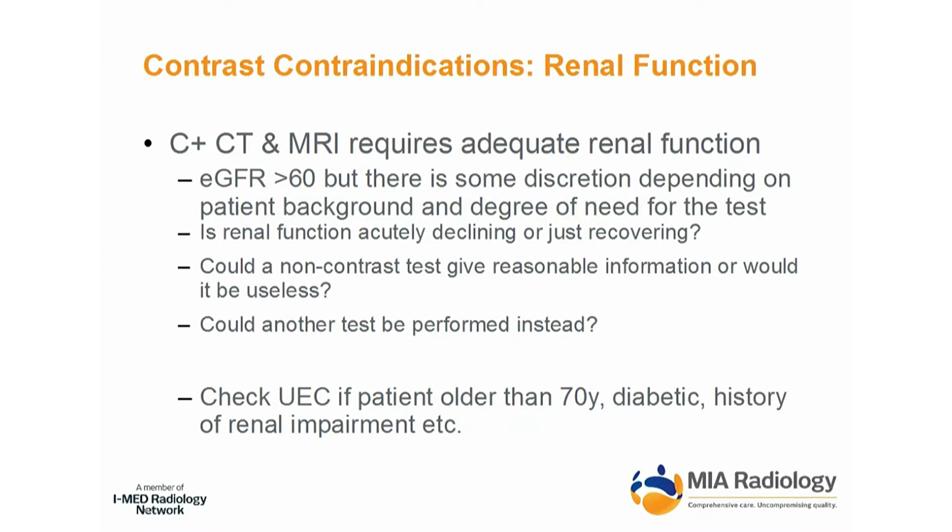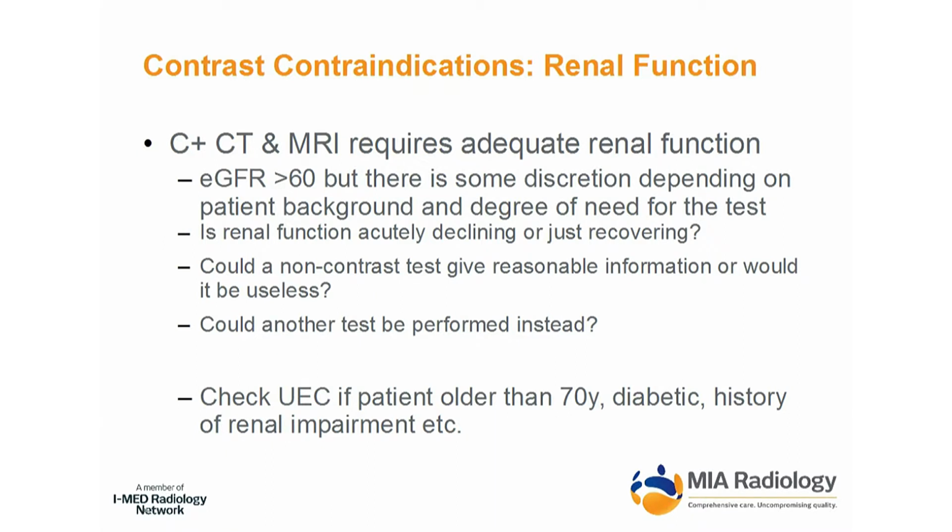Why might we not be able to give contrast? The renal function. Both CT and MRI contrast require adequate renal function. By adequate, we use a rough rule of thumb, eGFR of greater than 60, but there is some discretion in that depending on the patient background and the degree of need for the test. For instance, has the eGFR declined, and is it acutely declined? Are they just recovering from ATN? Are they just recovering from something that has required temporary dialysis, in which case they're much more vulnerable than somebody who's just grumbling along and had a set eGFR, say, maybe it's a 65 for 5 years and it's stable. That's a very different scenario.